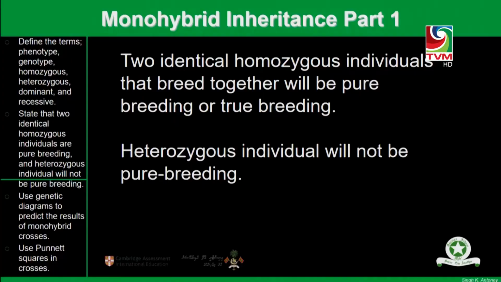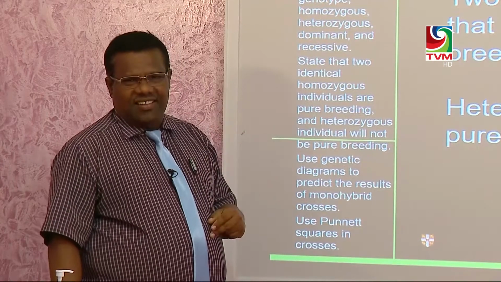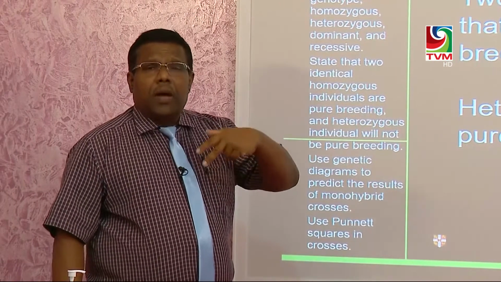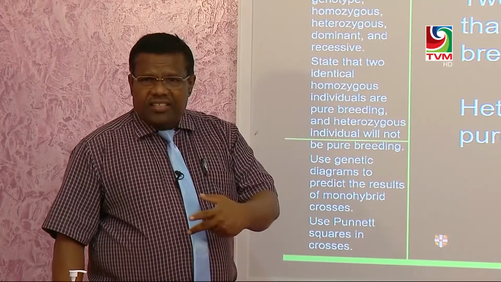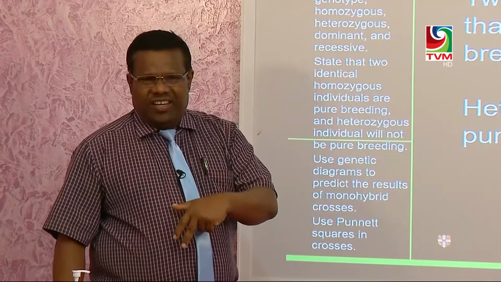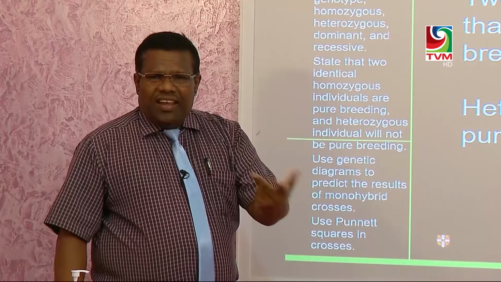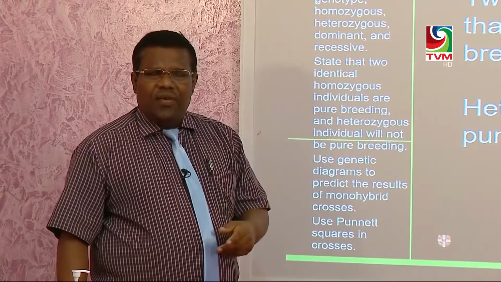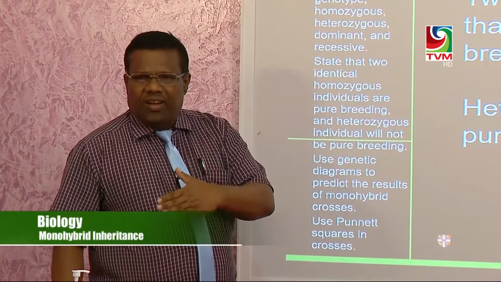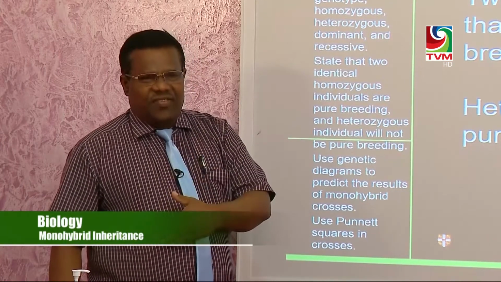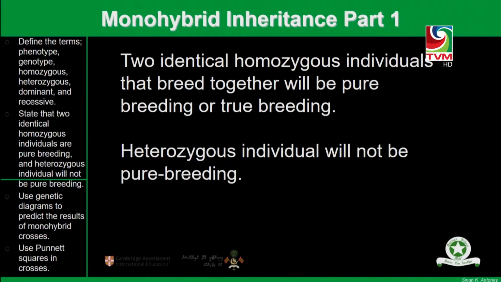Whereas in case of heterozygous individuals, a heterozygous individual will not be pure breeding. Why? Because there are two different alleles. So these individuals will be passing on to the next generation either a dominant allele or a recessive allele. For example, if we are saying capital B and small b, some of the gametes will have capital B, others will have small b, a dominant allele or a recessive allele. So that is why a heterozygous individual is not pure breeding.